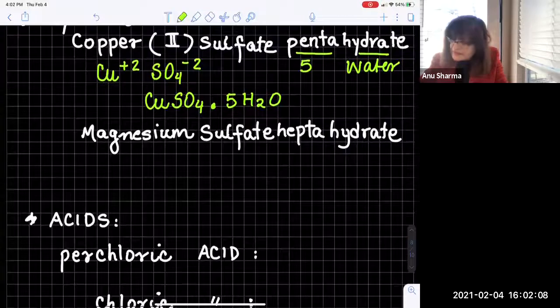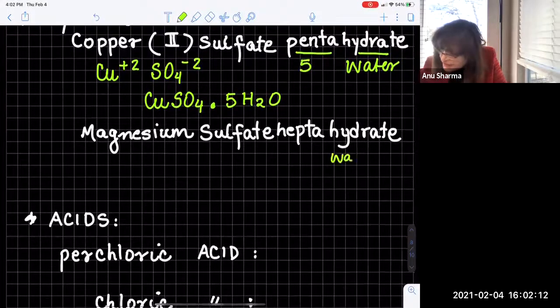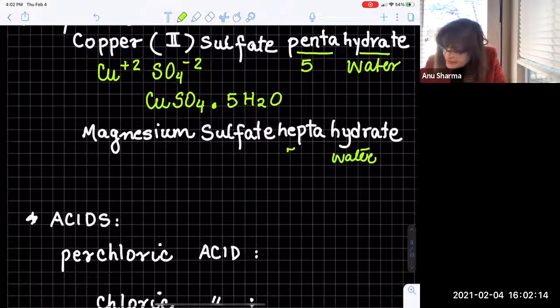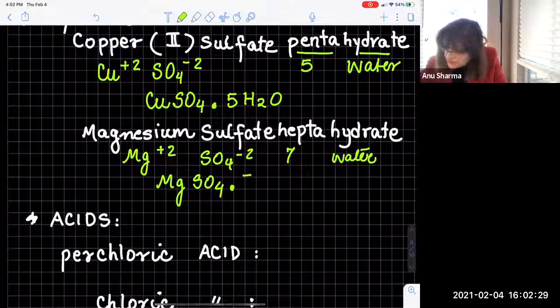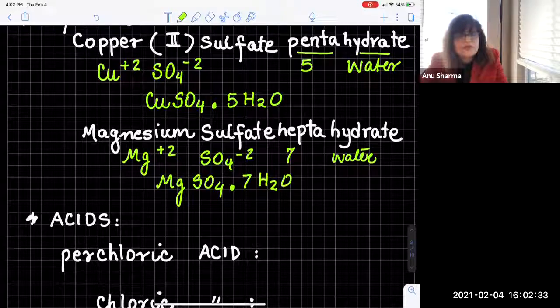Next is magnesium sulfate heptahydrate. So again, hydrate stands for water. Hepta is number 7. Sulfate is SO4, 2 negative, and magnesium is in group 2A, so it has plus 2 charge. So when these are combined together, they cancel each other. It becomes MgSO4 dot 7H2O. So that is the formula of this magnesium sulfate heptahydrate.